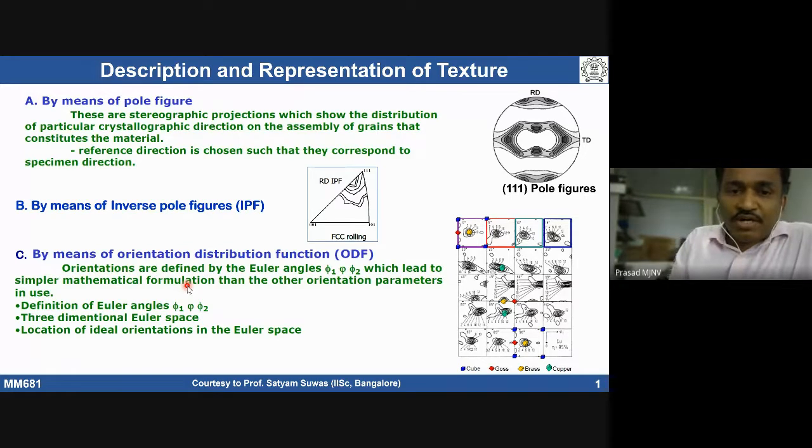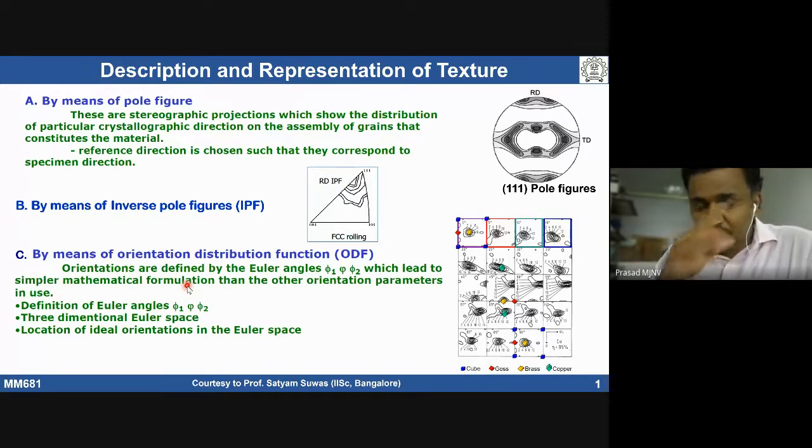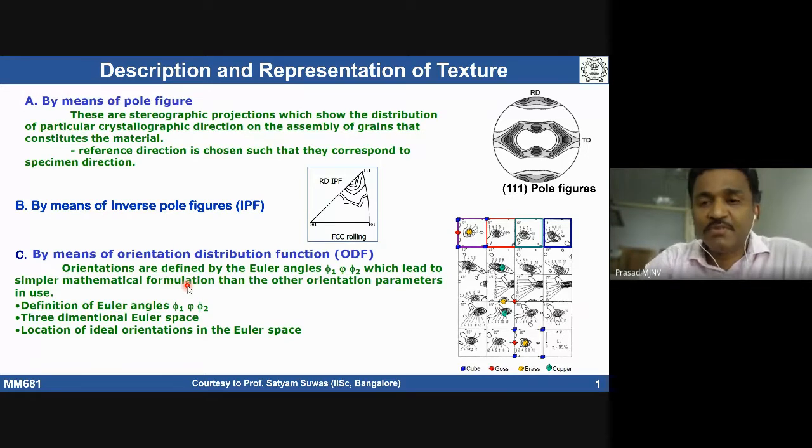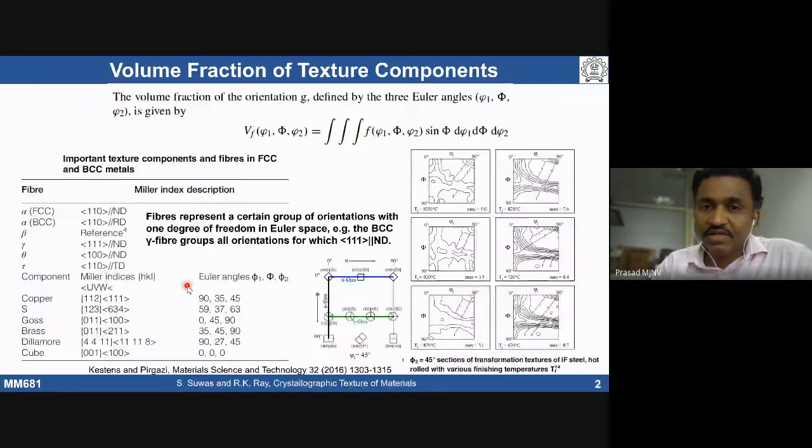So the ODF, orientation distribution function, is a very useful way of representing texture, which can be used for quantifying different types of texture components present in a material. The quantification involves using Euler angles, whereby positions and their fractions can be identified. One can know the volume fraction of various texture components. So, various texture components in cubic materials, typically what we see.